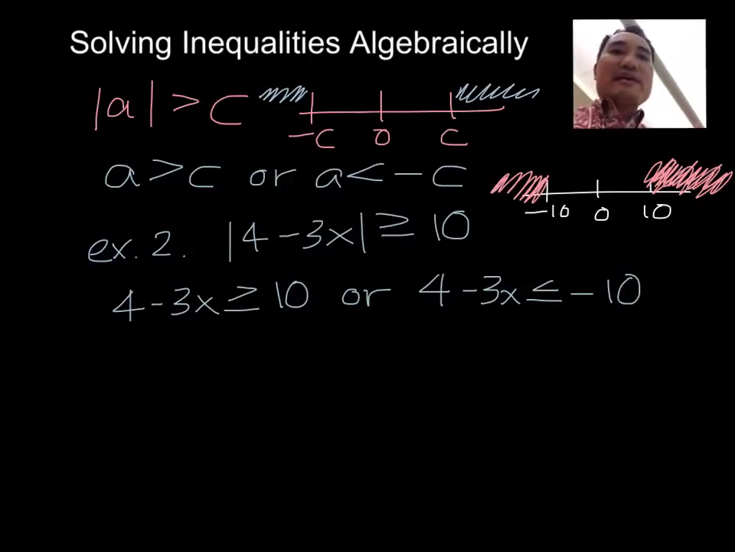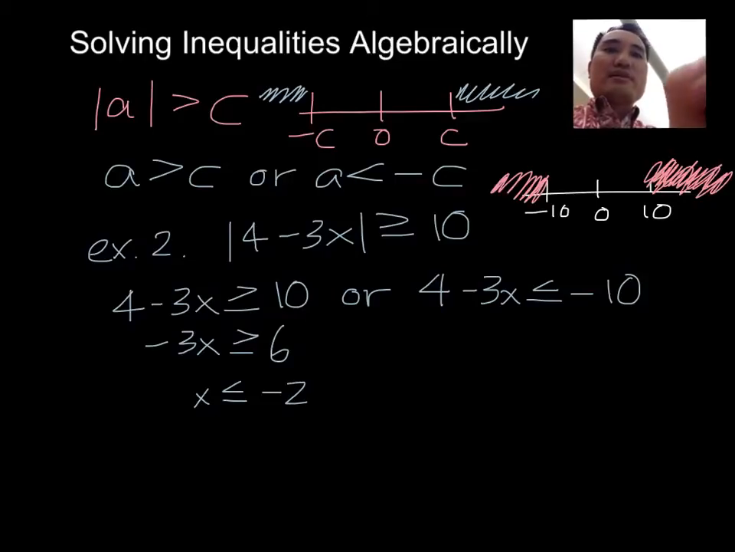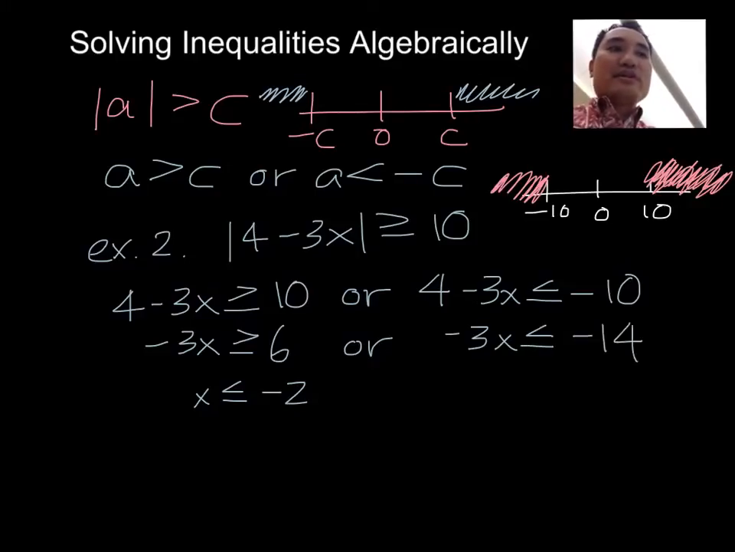So now that we have these set up, we are going to just solve them as if they're two separate inequalities. This one becomes negative 3x is greater than or equal to 6. So x is less than or equal to negative 2. Notice here that I switched the signs because I divided both sides by a negative number, namely negative 3. Over here, I do the same thing. Negative x is less than or equal to negative 14. So x is greater than or equal to 14 over 3.